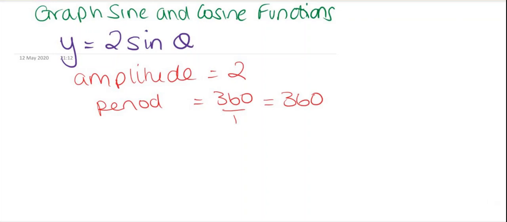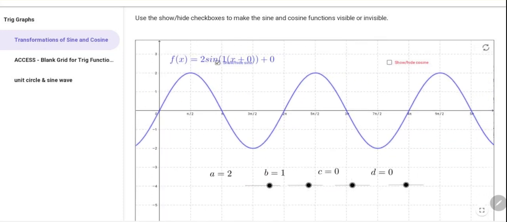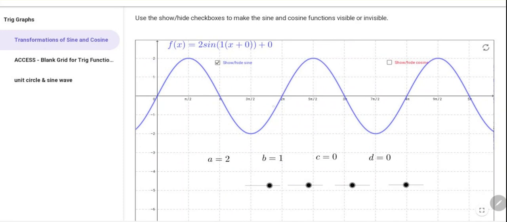So we need to look at a graph. Using Geogebra, I've changed the sliders. So I've got A is 2, and the period we had was 1, which is B is 1. And you can see our graph here for the cycle. It starts at 0. So we have one full cycle, just up to 2 pi.